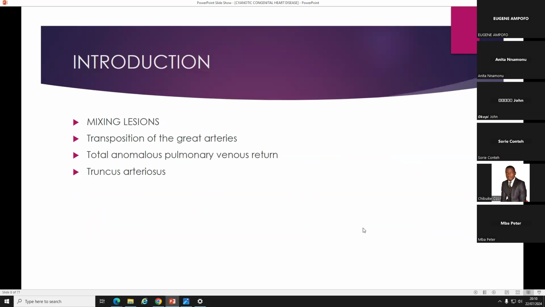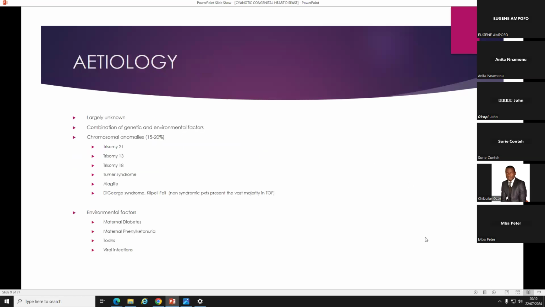Mixing lesions are a bit more obvious and easier to understand. There are three of them: transposition of the great arteries or great vessels, and total anomalous pulmonary venous return, where the pulmonary veins drain into the systemic circulation instead of the right atrium. And then there's truncus arteriosus, which is simply a single great vessel. So it involves mixing of the pulmonary and systemic circulations, with resultant cyanosis.